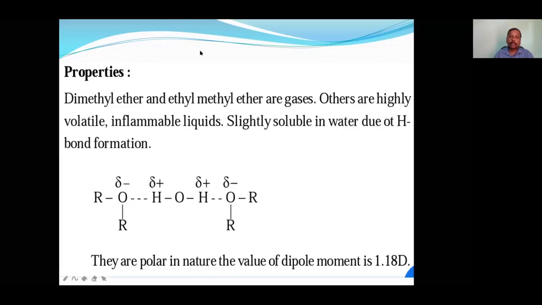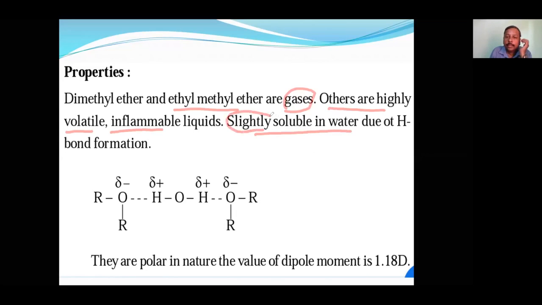Now let us start with the properties. We have started with some basic concepts, and we are reaching the advanced concepts very slowly. Properties: dimethyl ether and ethyl methyl ether are gases. Only the starting two ethers are gases, and others are highly volatile, meaning they can evaporate easily. They are inflammable, they catch fire very fast, but slightly soluble in water.